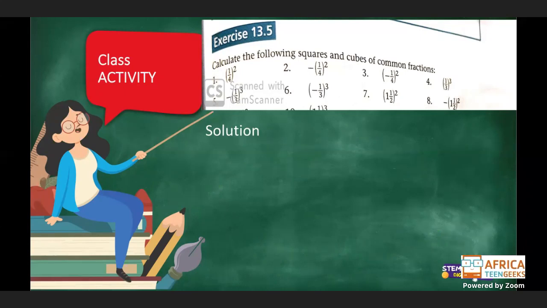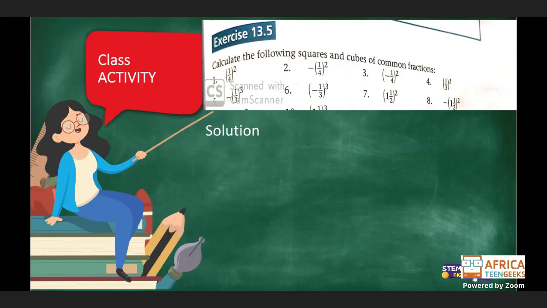Before I can do number 1 with you, can you please just try to do it yourself? Break number 1 down. We have open bracket 1/4, close bracket to the power of 2. So what is the answer for number 1? Guys, don't just press your calculator. You must actually do it yourself. Break it down and multiply it the way I taught you.